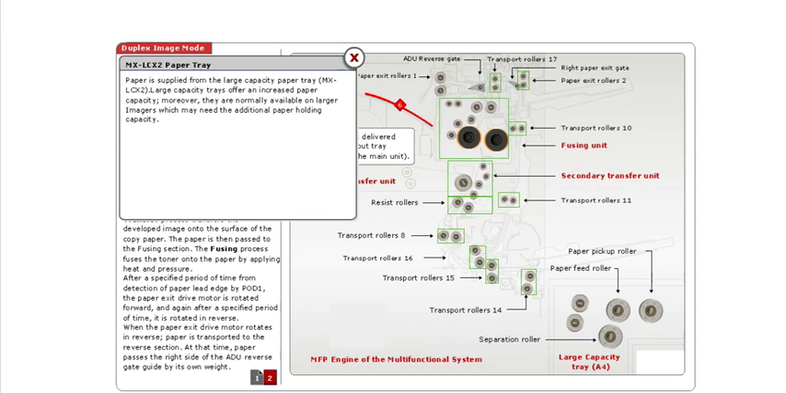Paper is supplied from the large capacity paper tray. Large capacity trays offer an increased paper capacity. Moreover, they are normally available on larger imagers which may need additional paper holding capacity.